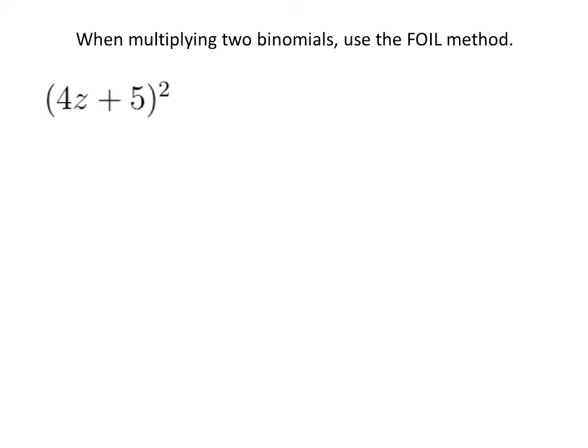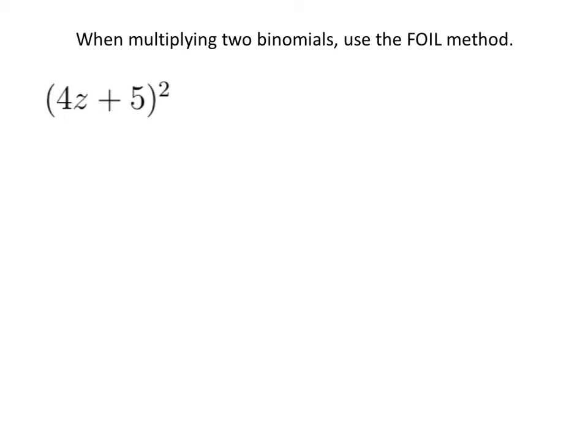One last multiplication of binomials. We have this 4z plus 5, all raised to 2. Again, we only distribute our exponent when we have a single term inside. So we have one product on the inside. This one, whenever you have plus or minus, you cannot distribute. Instead, we're going to view this as a product with binomials.